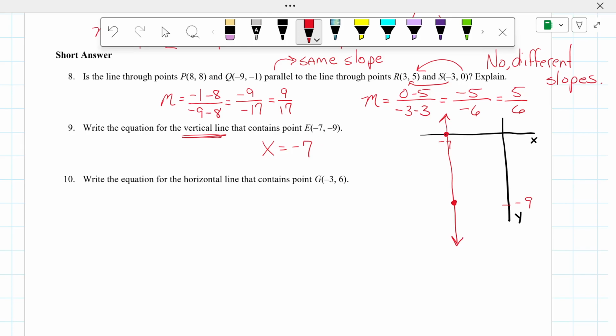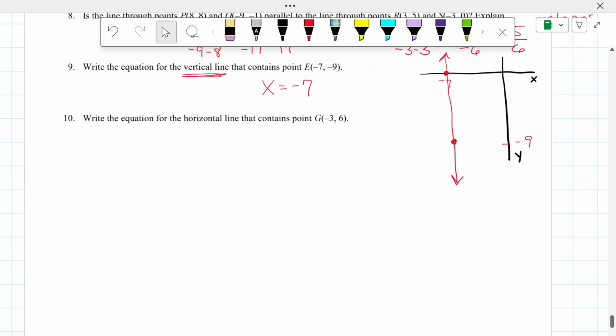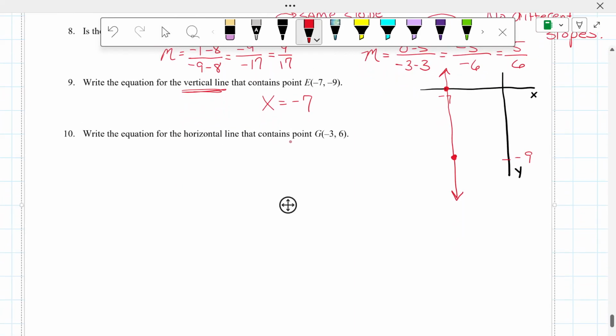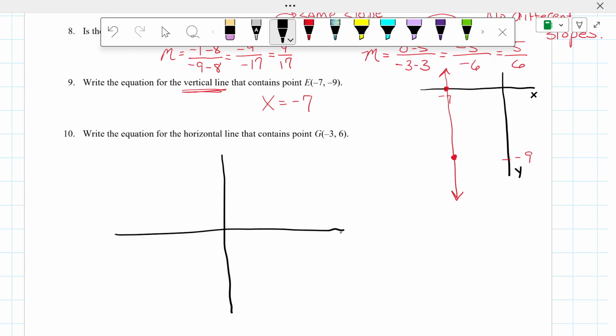Now, with that said, let's look at the next problem. Write an equation for a horizontal line. So here's a horizontal line through negative 3, 6. Here's the coordinate plane. If we go negative 3, we go 6, and we plot it. There's the point, negative 3, 6. Horizontal line. So we draw a horizontal line through that point.